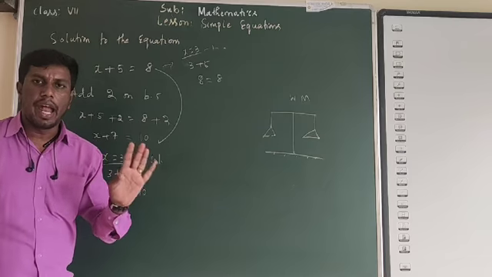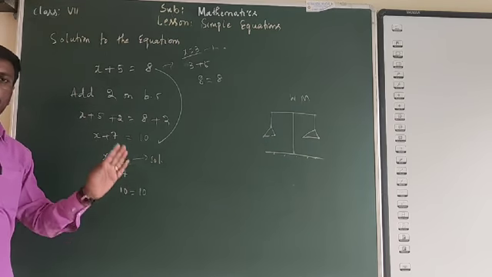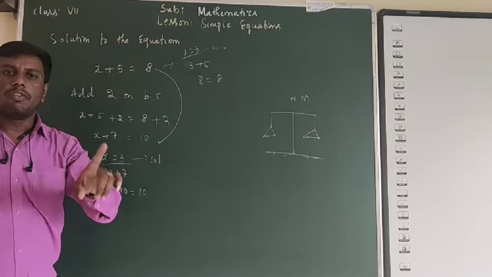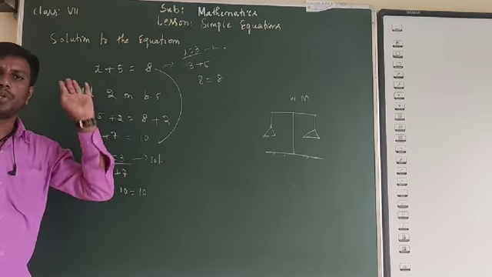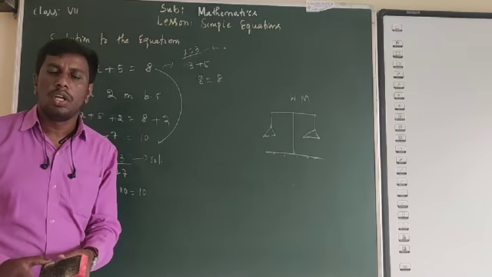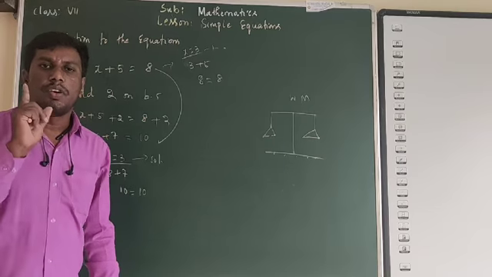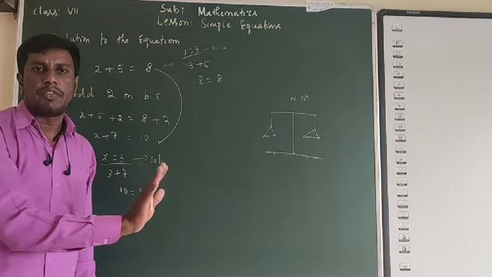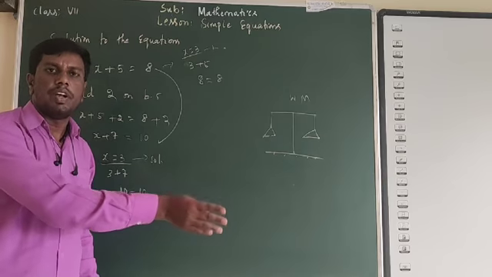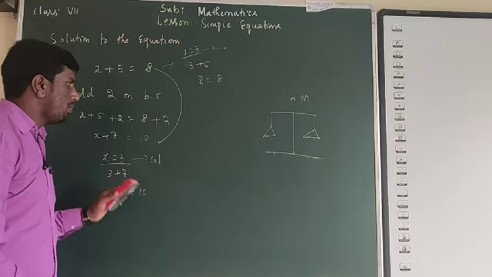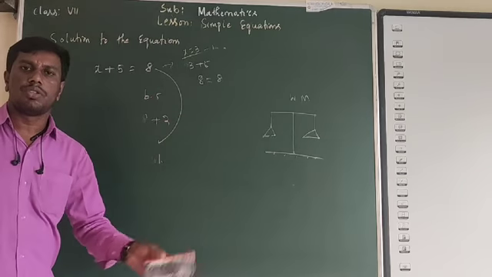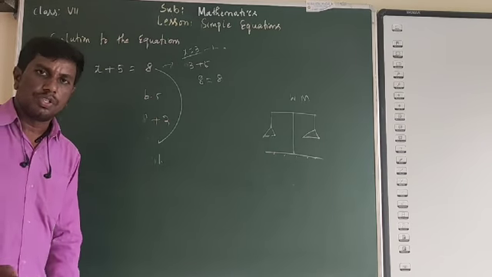Otherwise, if you add, subtract, multiply or divide only for the LHS and not for the RHS, definitely the value of the variable is going to change. That we should not do in terms of equations. If you are adding, add to both sides. Subtracting, subtract from both sides. Dividing, divide both sides. Multiplying, multiply both sides. That is the rule you need to remember while solving equations, right?